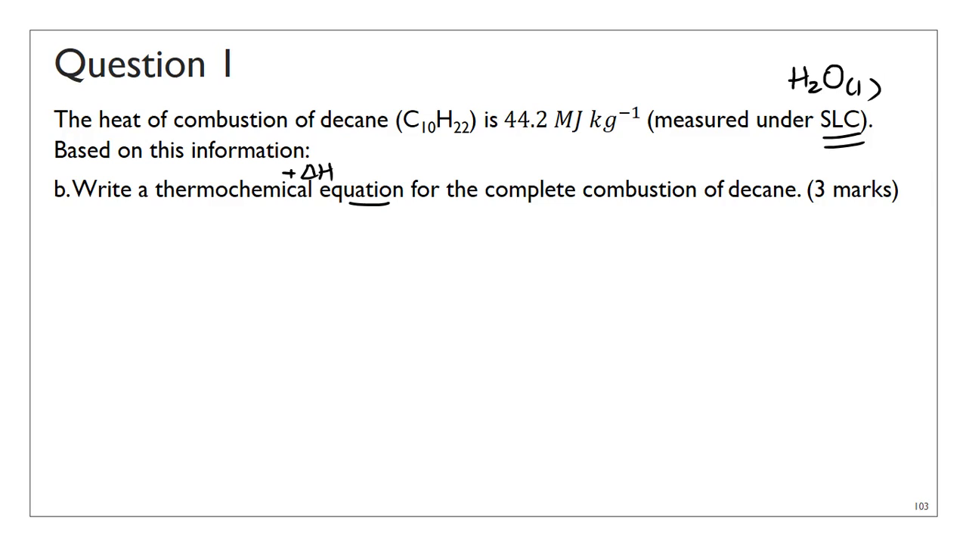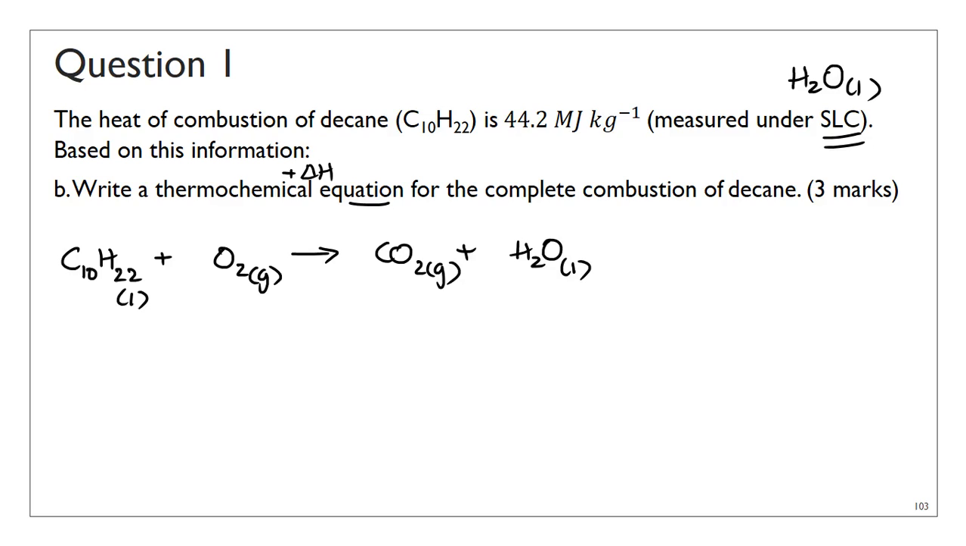So the first thing I would do is I'm just going to set up the equation. So this is a complete combustion. The state of decane should be liquid. I think it's too heavy to be a gas. Oxygen is a gas, obviously. CO2 is a gas. And H2O, because this is measured under SLC, must be liquid. So step 1, set out the reactants and products for a complete combustion reaction, which should produce carbon dioxide and water, or steam. Sorry, in this case, actually liquid water. And then I'm going to balance it. So you want to start by balancing carbon.